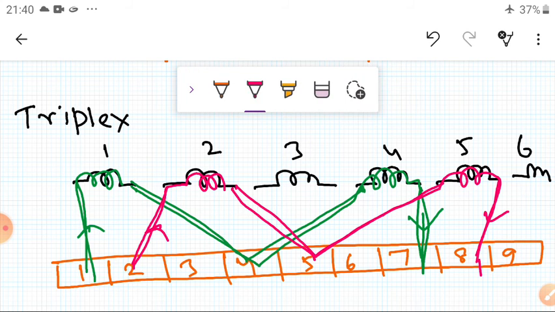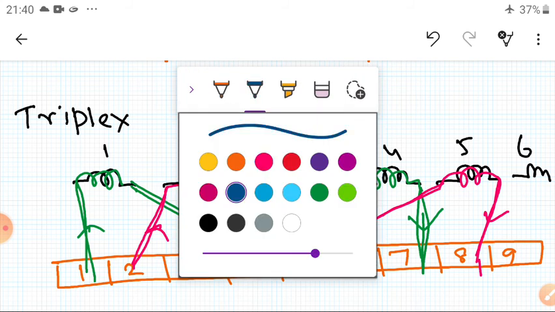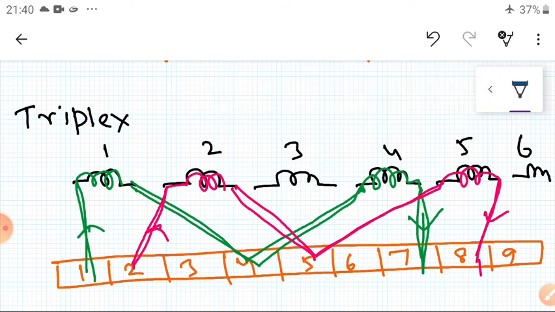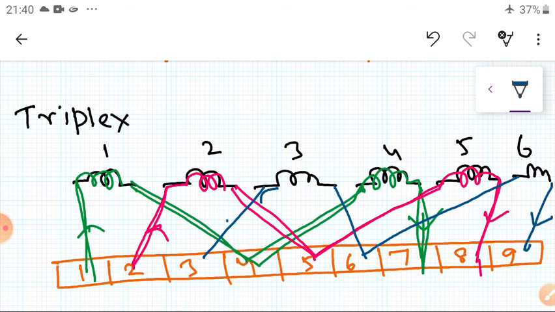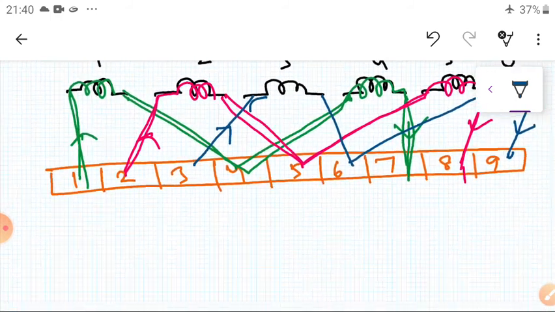Similarly you can take another blue color. So from third slot is connected here, and from third it is connected to the sixth here, and is connected to the sixth one, connected to this one. Okay, so dear students, here you can see it.